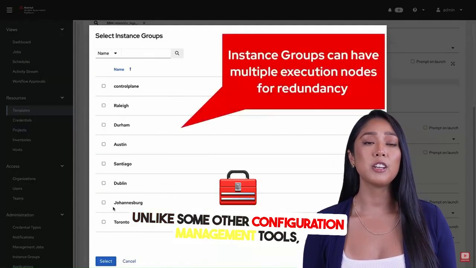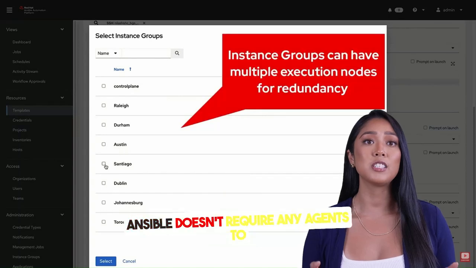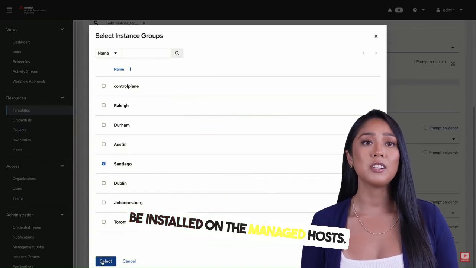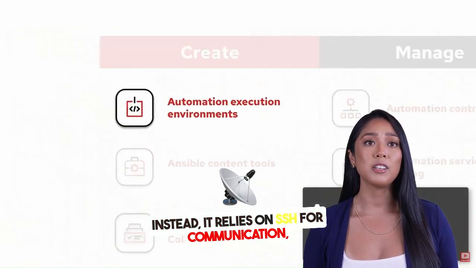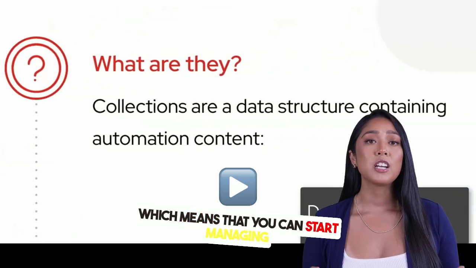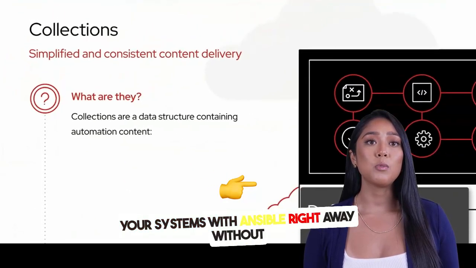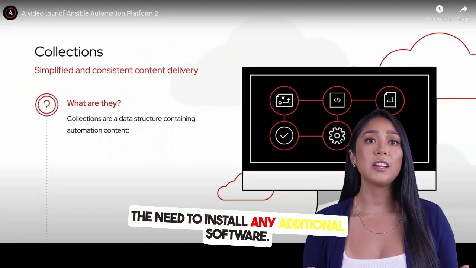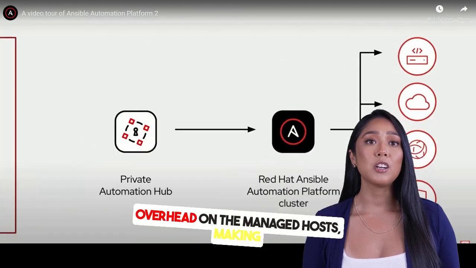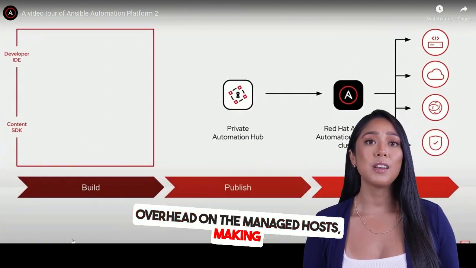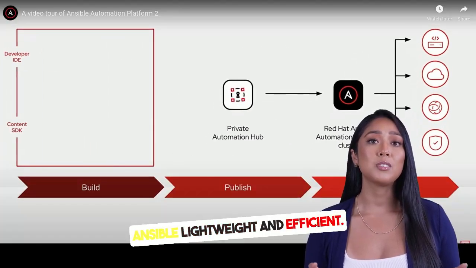Another advantage of Ansible is its agentless architecture. Unlike some other configuration management tools, Ansible doesn't require any agents to be installed on the managed hosts. Instead, it relies on SSH for communication, which means that you can start managing your systems with Ansible right away, without the need to install any additional software. The agentless architecture also reduces the overhead on the managed hosts, making Ansible lightweight and efficient.